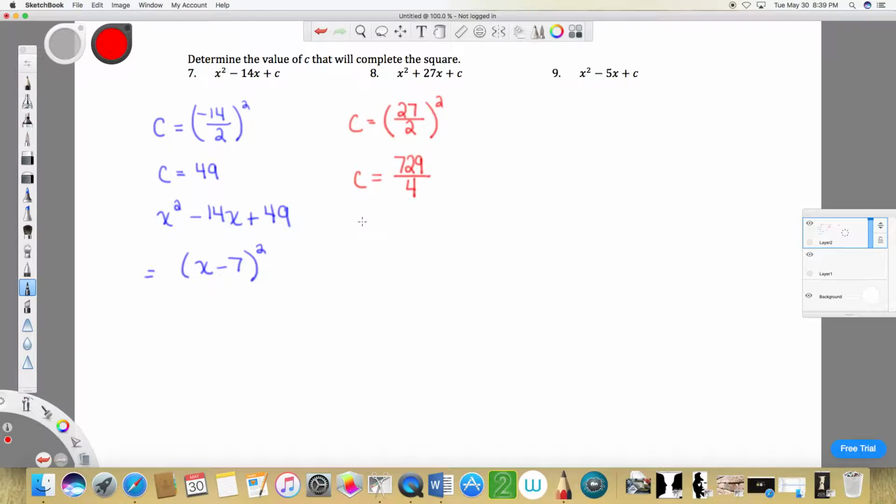So that means if we have x squared plus 27x plus this ugly fraction, that factors to x plus 27 divided by 2, squared. The negative 14, half of negative 14 was negative 7. Half of positive 27 is just 27 over 2. Let's come up to this next one.